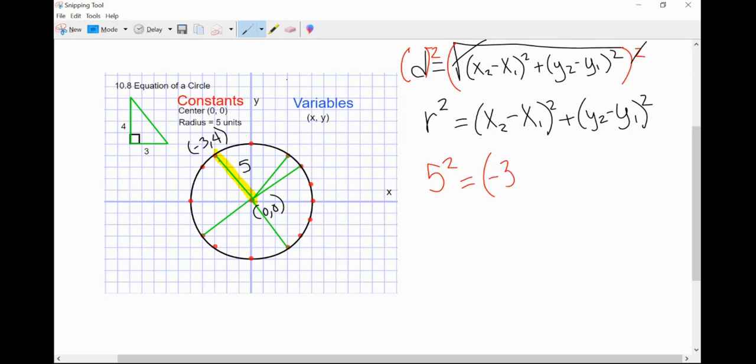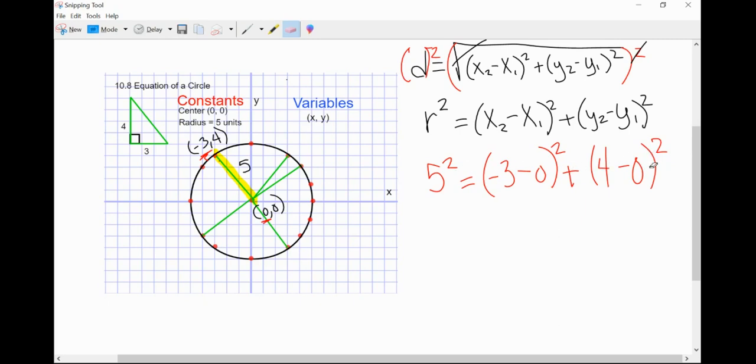-3 and subtract 0. Okay, those are my x's, -3 and 0. And my y's are 4 and 0. So again, I have radius of 5, that's squared, and then I have (-3 minus 0), those are my x's, and (4 minus 0), those are my y's, and I'm squaring everything because this is the Pythagorean theorem or the distance formula.